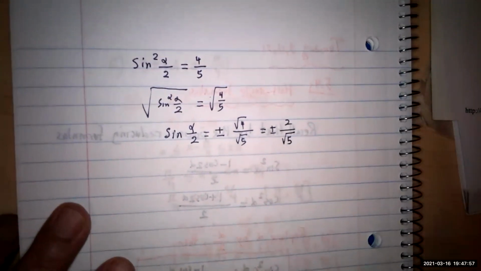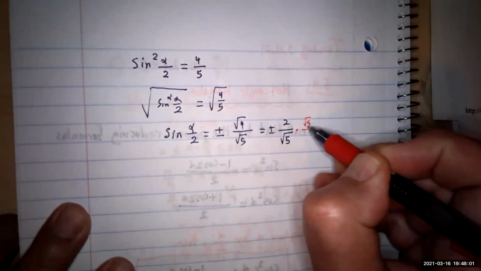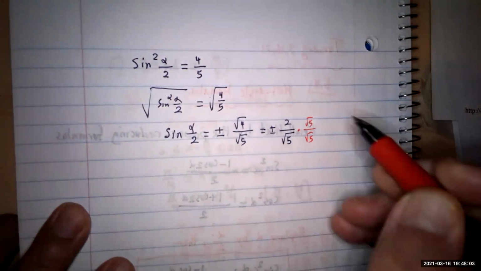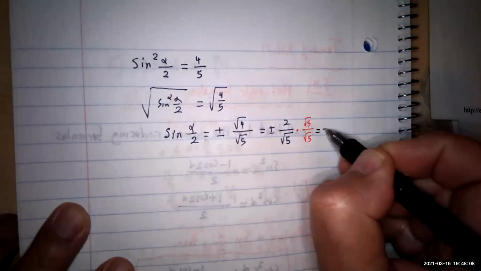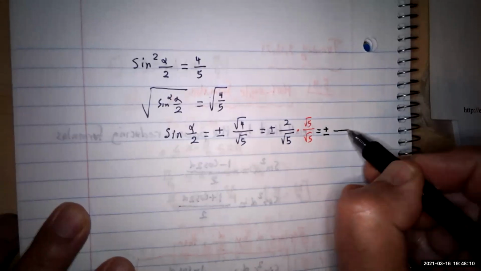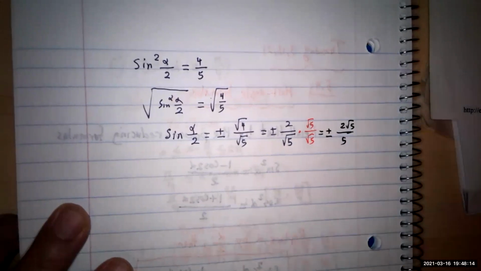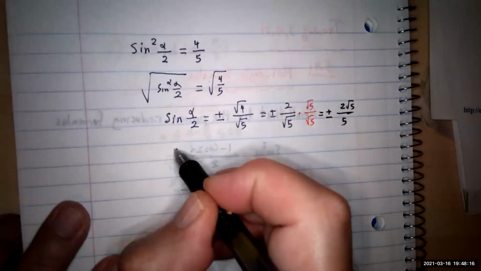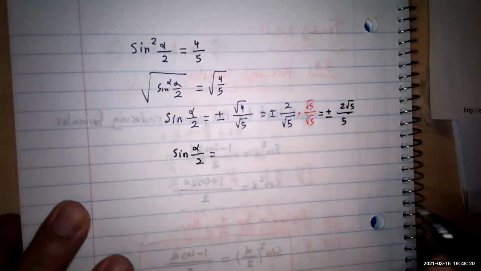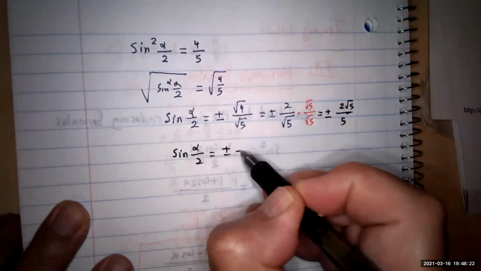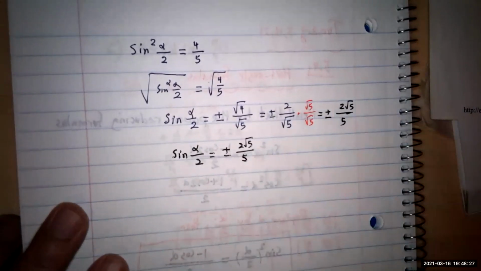You know that you have to multiply it by radical 5/5 to rationalize the denominator. So the result is going to be positive negative 2 radical 5 on the top and the 5 down the bottom. Okay, so the sine of alpha half is going to be equal to positive negative 2 radical 5/5. Any question?